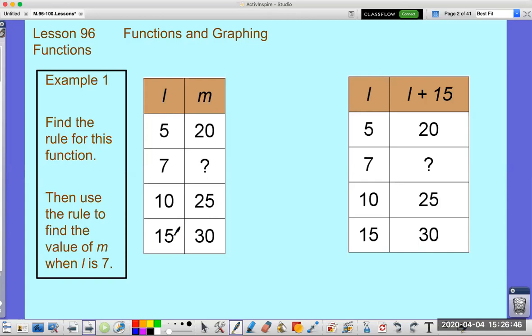What do I have to do to 15 to get to 30? Well, whatever I have to do to that has to be the same as what I would do to 5 to get to 20. So let's look at it. Let's try a couple things.